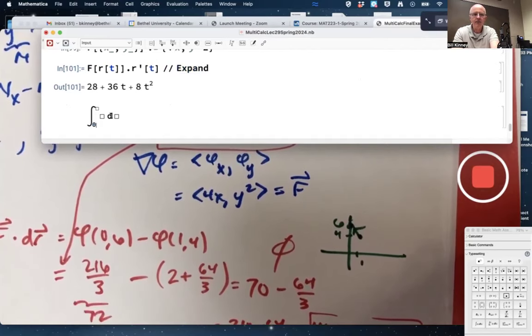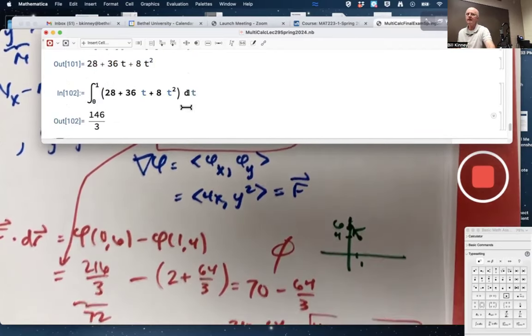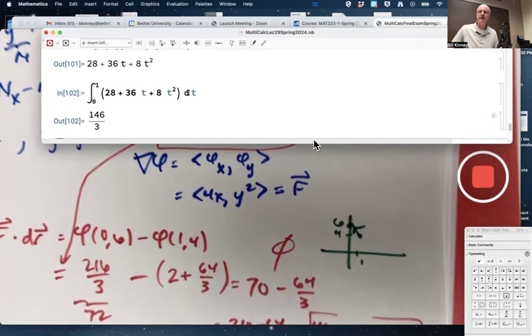So when I integrate that from 0 to 1, I should hopefully get 146 over 3. Yeah. Any other parameterization, if you do it right, should give you the same answer. What's the meaning? Why do we get a positive answer here?